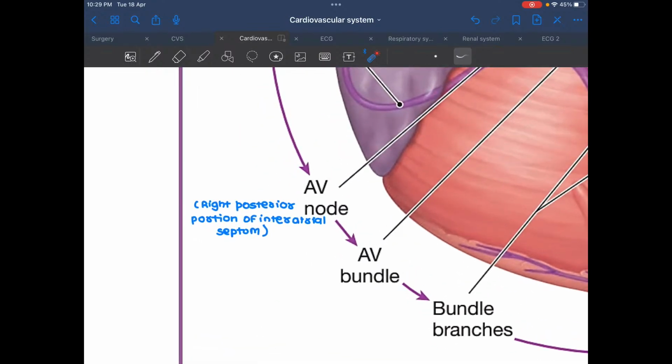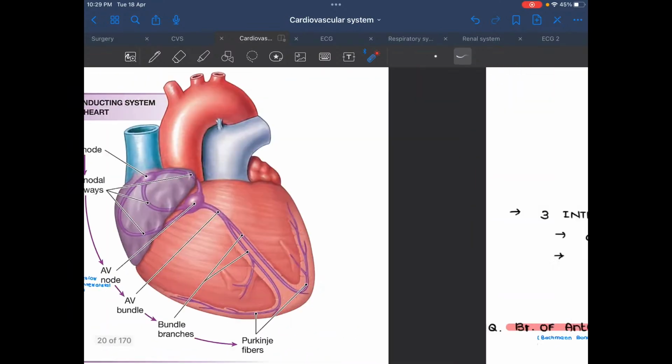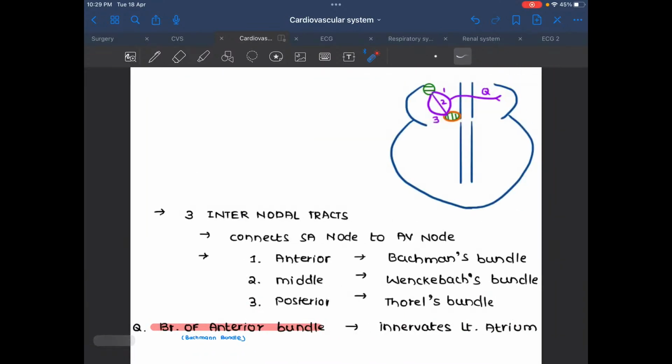Alright. So where is the AV node? I told you it's at the right posterior portion of your interatrial septum close to the tricuspid valve. Okay? So that's important. So what were the 3 internodal tracks? So this is the SA node, this is the AV node. I'm saying there are 3 internodal tracks.